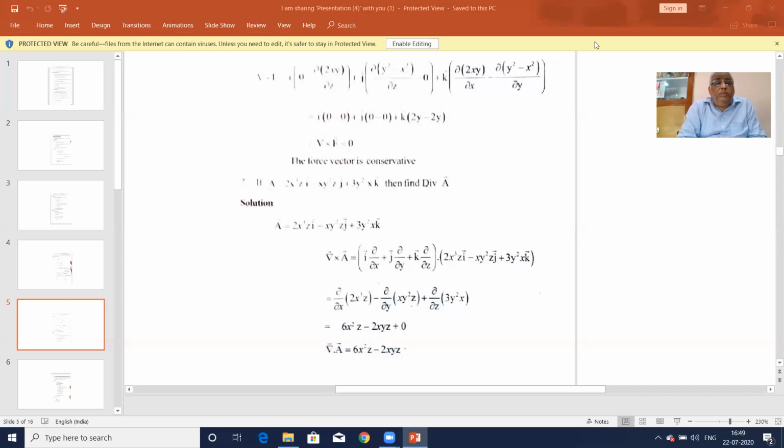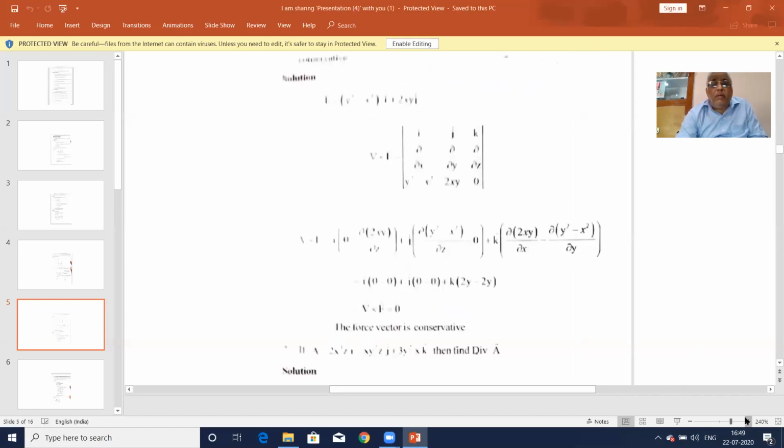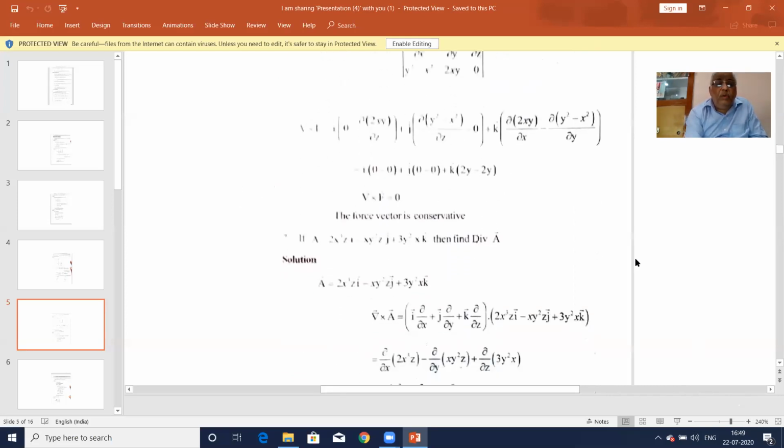Another problem. If A is equal to 2x³z i minus xy²z j plus 3y²x k, then find the divergence of A, div A. So the given vector is A equal to 2x³z i minus xy²z j plus 3y²x k, and we have to find out div A.